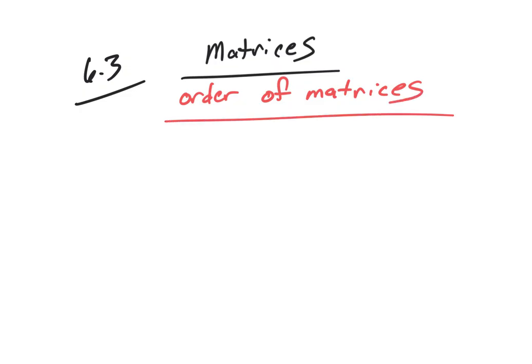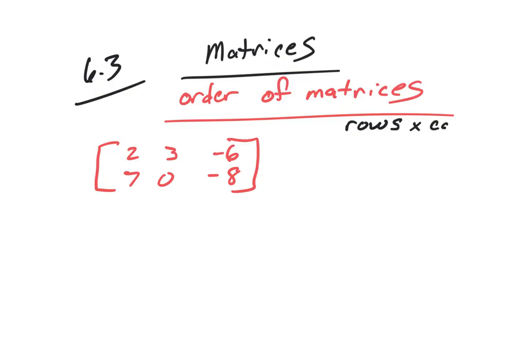One of the things that we didn't really talk a whole lot about on Friday was the order of matrices. So if I have a matrix that looks like this, all that we talk about when we talk about the order of a matrix is we're always going to do rows times columns. In this one, there's two rows. Rows go across, and columns go up and down. So this is a 2x3 matrix.